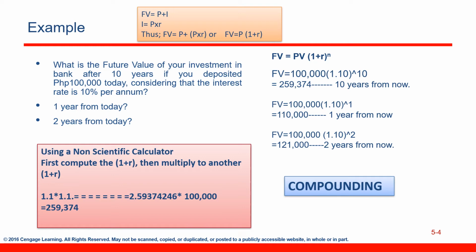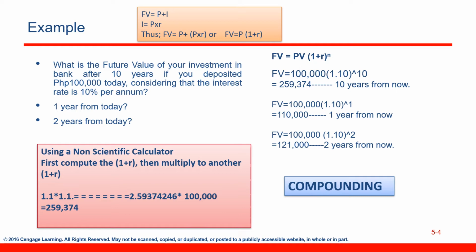So, you need to familiarize using non-scientific calculator, no? Kasi you will be planning to take the CPA board exam. Okay? So, that's the concept of non-scientific. So, let's look at what if you will wait only for 1 year and then you will get your deposit in the bank. So, how much is the future value of that money?